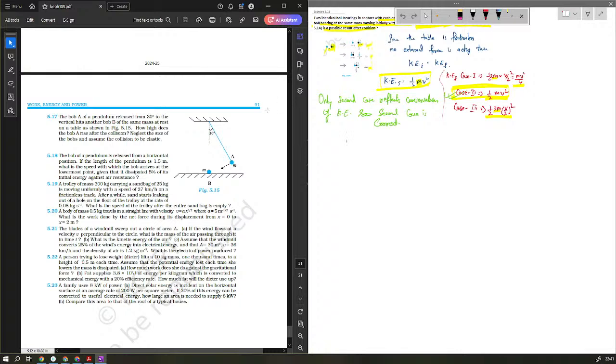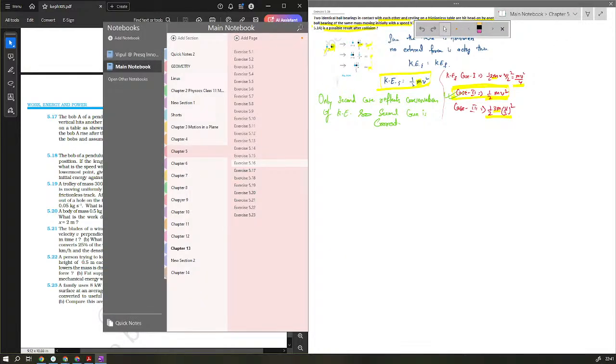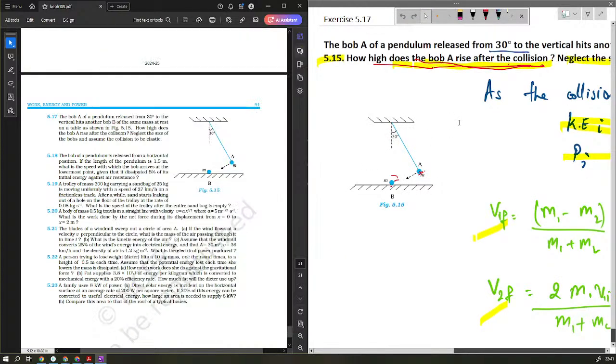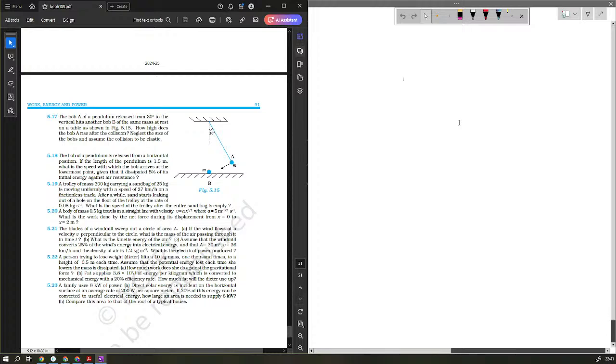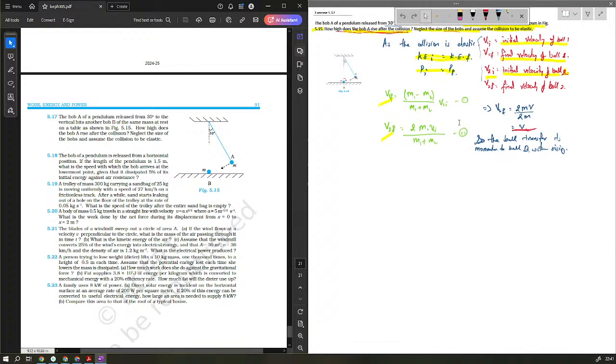So in question number 17 we have a bob A of a pendulum released from 30 degrees from the vertical that hits another bob B of the same mass, at rest on the table, as shown in figure 5.15. How high does the ball A rise after collision? Neglect the size of the balls and assume the collision to be elastic.